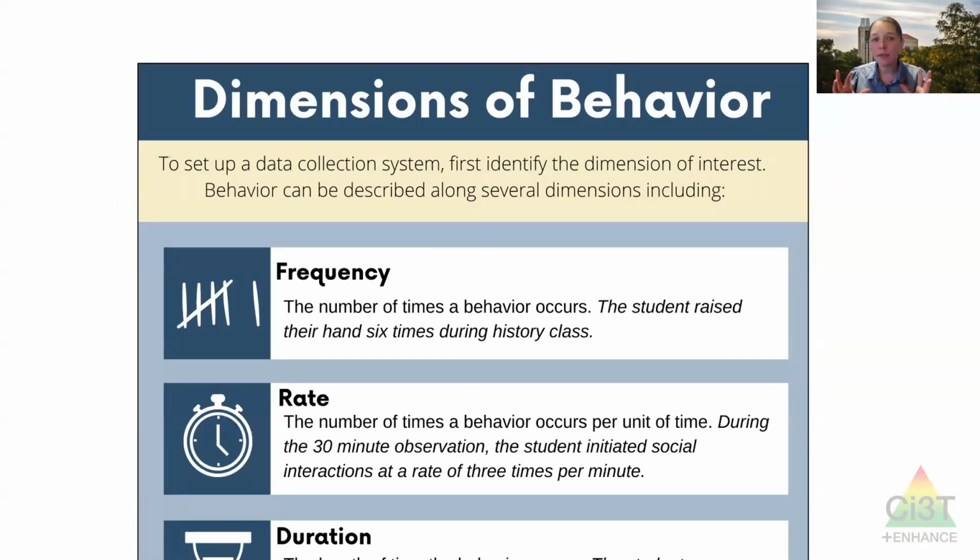Rate is the number of times it happens per unit of time. So in the example here, during a 30-minute observation, the student initiated social interactions at a rate of 3 times per minute. So it's just like a time-bound frequency.